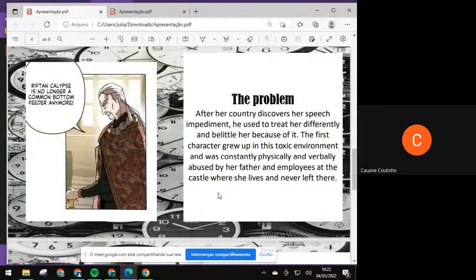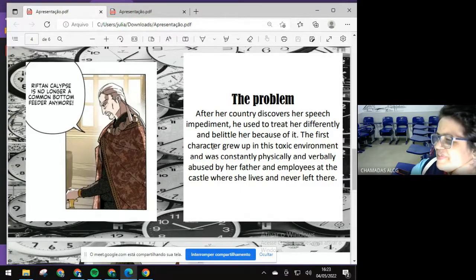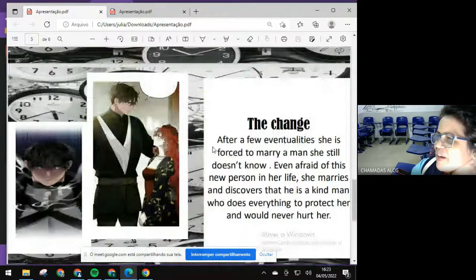After her country discovered her speech impediment, he used it to treat her differently and belittle her because of it. The first character grew up in a toxic environment and was constantly physically and verbally abused by her father and the employees of the castle where she lives and never left there. Next one. Wow, what a story.